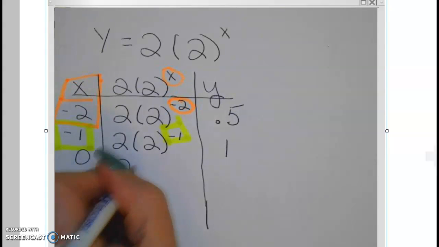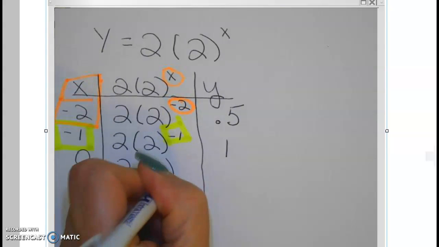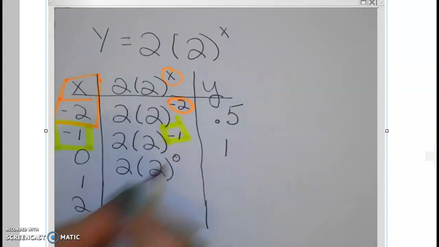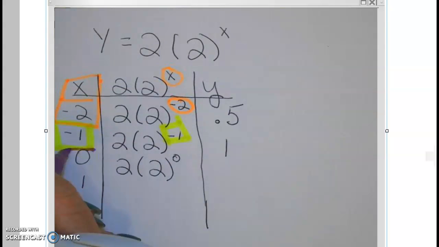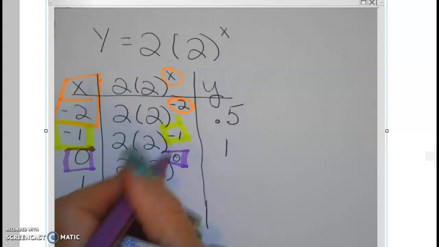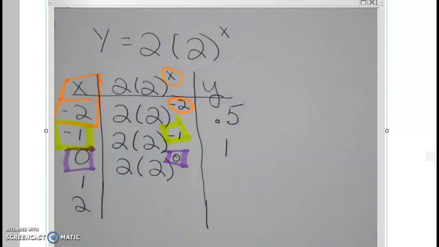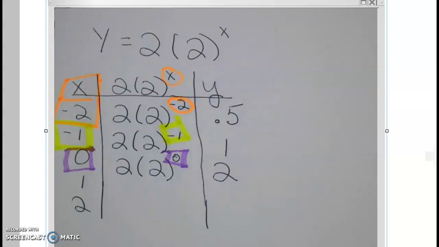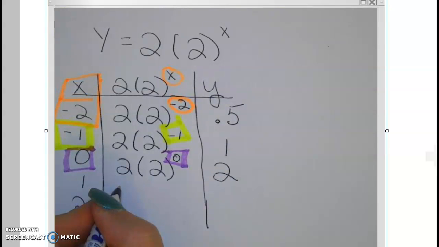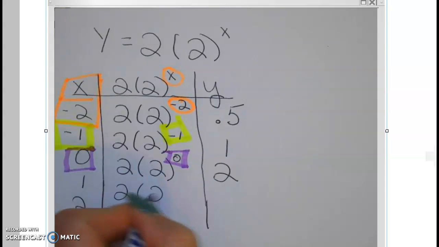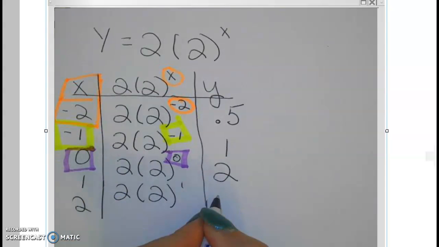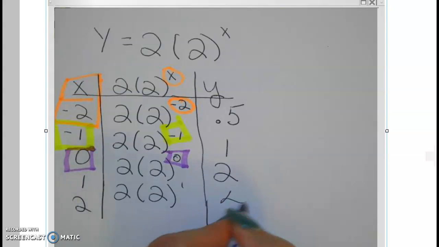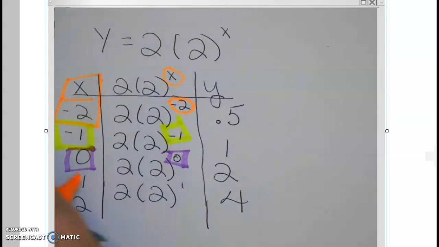Now I'm going to do 2 times 2 raised to the 0. Where did the 0 come from? Right here. Remember, I always pick 0 because it's an easy number for me and just kind of makes sense. And when I spit that out of my calculator, I will get 2. Next, I'm going to do 2 times 2 to the first, and that will give me 4. Where did that 1 come from?